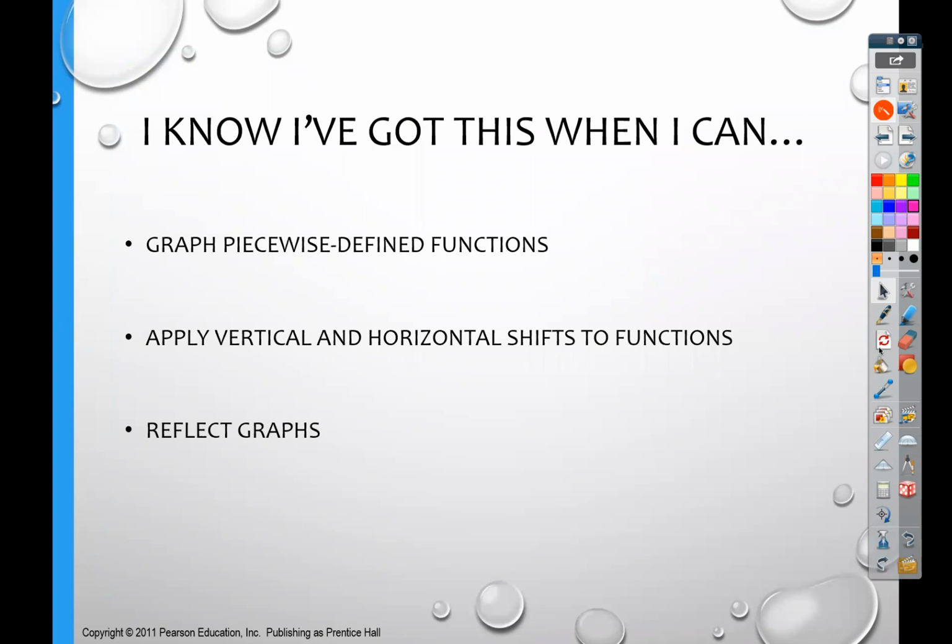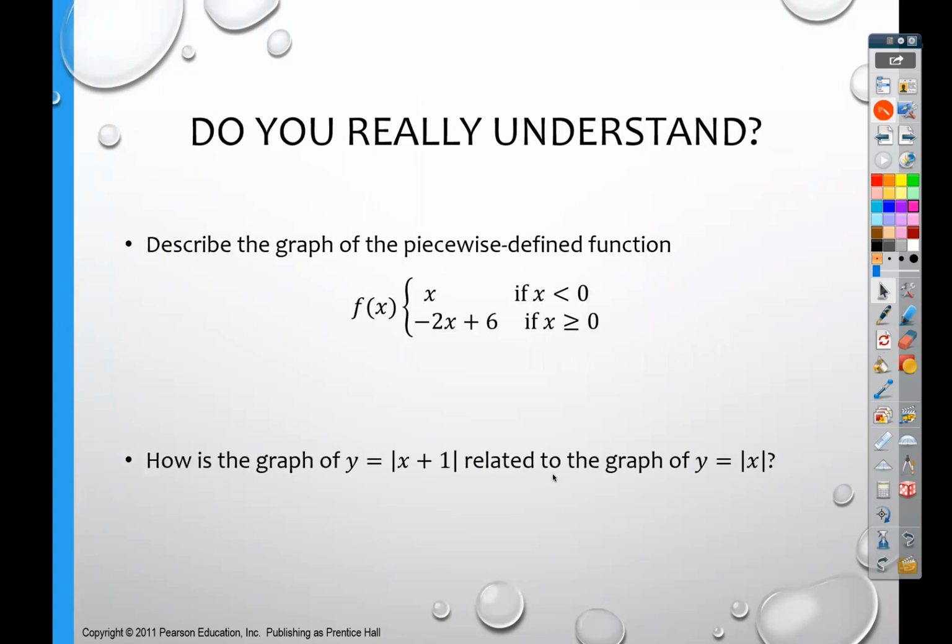I know I've got this when I can graph piecewise defined functions, apply vertical and horizontal shifts to functions, and reflect graphs. So do you really understand? So describe the graph of the piecewise defined function. And then how is the graph of y equals the absolute value of x plus 1 related to the graph of y equals the absolute value of x? Well, in the first one, you would only graph the pieces of the line y equals x, where x is less than 0, and y equals negative 2x plus 6, where x is greater than or equal to 0. And then you can do that by plugging in those points for individual lines.